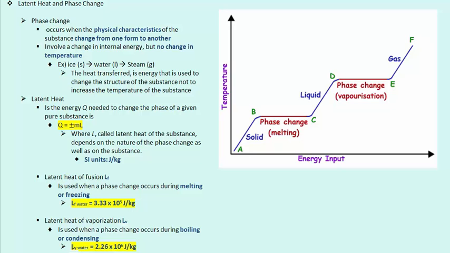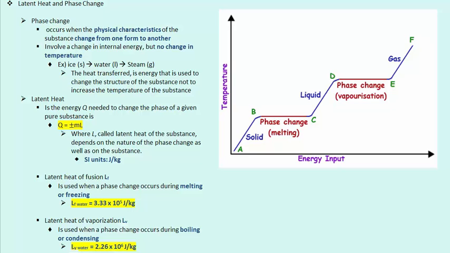Latent heat is the energy needed to change the phase of a given pure substance, and is given by the equation Q equals m times L, where Q is our energy, m is our mass, and L is called the latent heat of the substance. It depends on the nature of the phase change as well as the substance, and is expressed in the SI units of joules per kilogram.